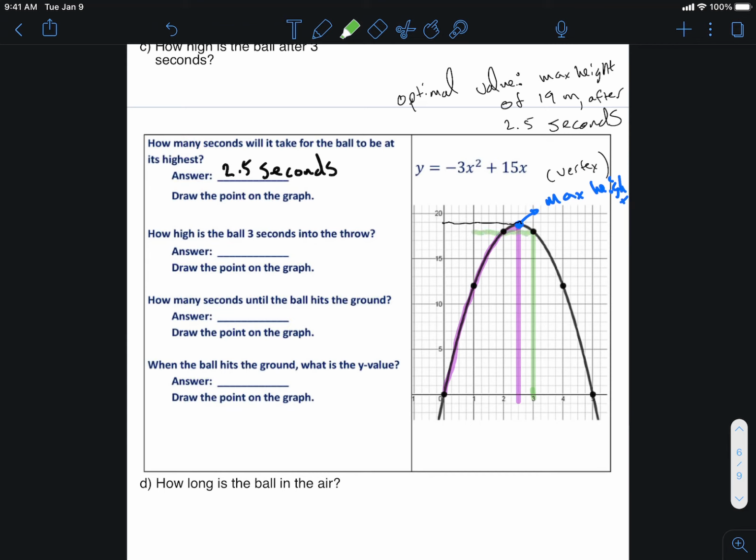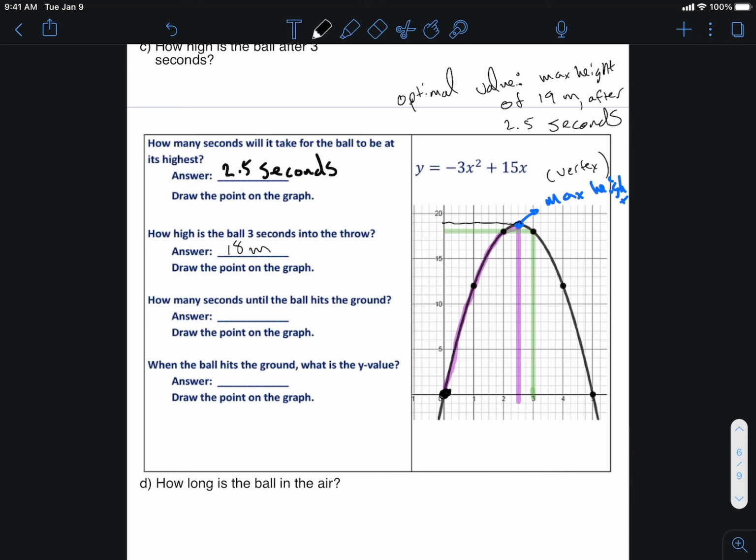What's the height of that point? 18. All right, well, let's look at the next one. How many seconds until the ball hits the ground? Well, it looks like it gets kicked here. It goes all the way up.